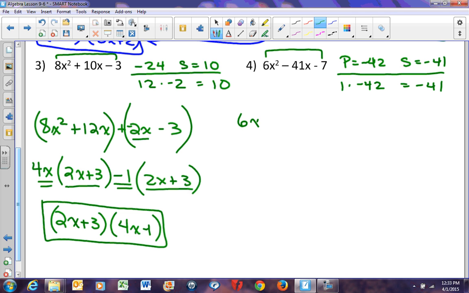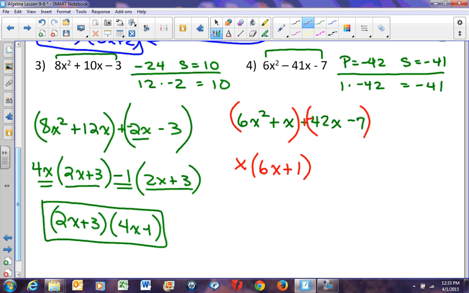So 6x squared plus x minus 42x minus 7. Do the first two, last two. First two. Remember, change this minus sign to a plus, the opposite. So it goes like that. What can I take out of 6x squared plus x? I can take out an x. I'm left with 6x plus 1.